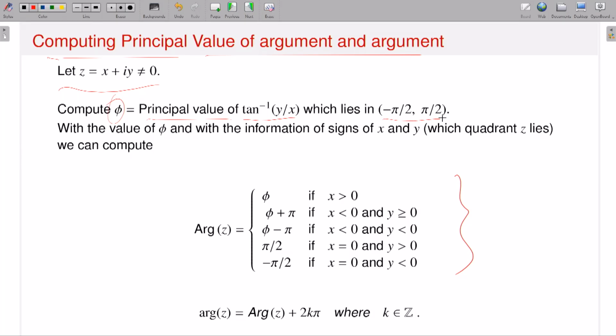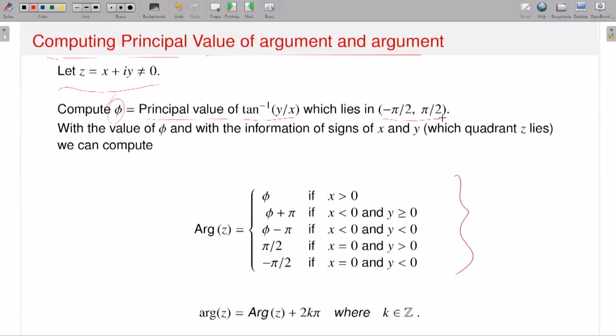Once I have that phi, then you have x comma y, or x plus iy, in the complex plane, or you can think of it as a point in R2. Now in R2 you have the first quadrant, second quadrant, third quadrant, fourth quadrant, depending on the sign of x and y. Depending on which quadrant, you can have a formula. I have written it with the value of phi and the information of the signs of x and y, that means which quadrant it lies in. Based on that, your principal argument formula will be like this.